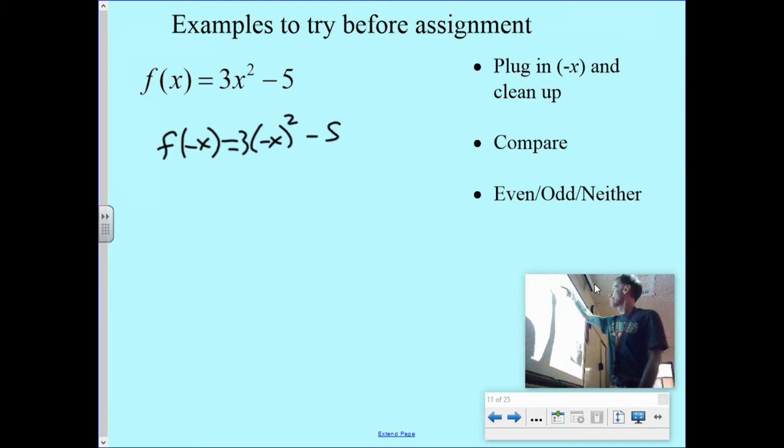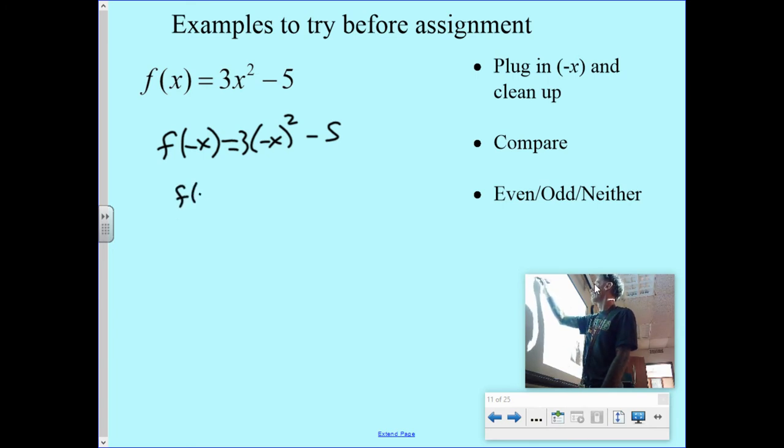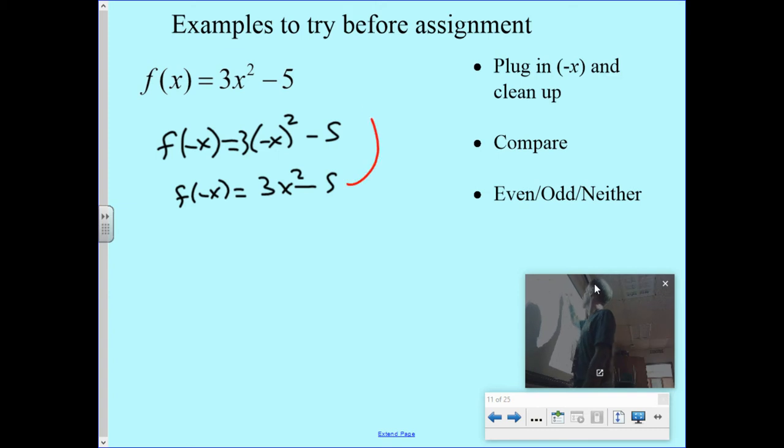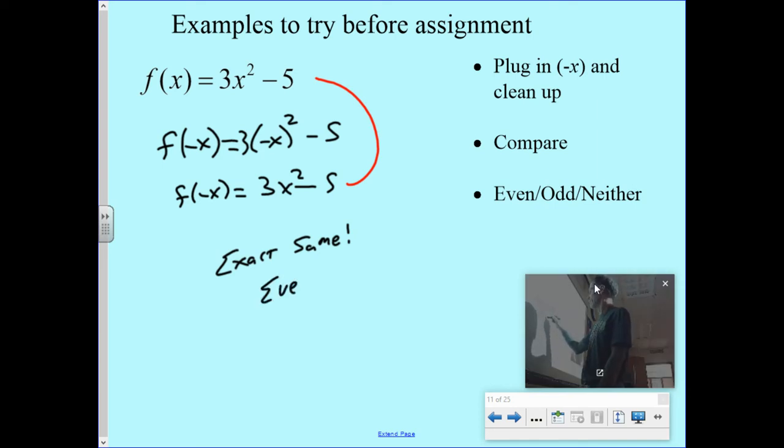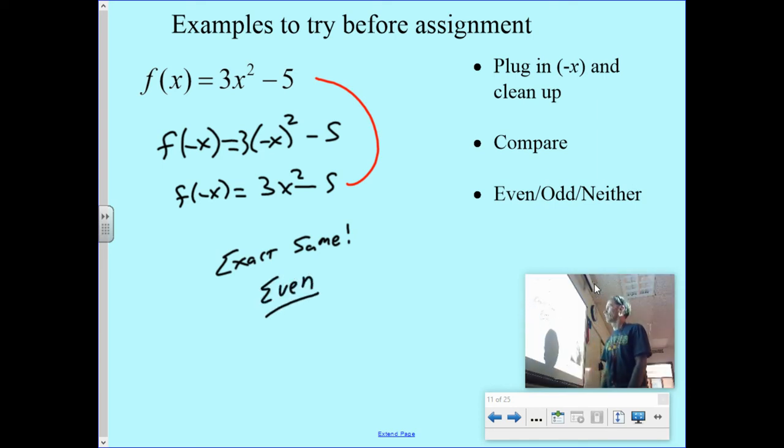And then the clean up part. We know that negative squared, negative times a negative, is going to be a positive. So this is going to end up being just 3x squared minus 5. And that is still f of negative x. So we go back and compare it to the original, and it is the same thing. It is exactly the same, so that means it is even. Exactly the same is even.